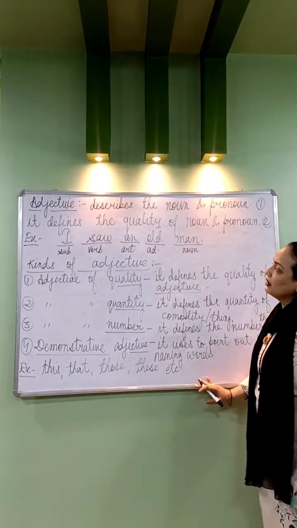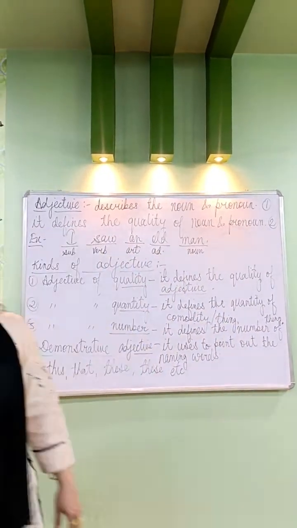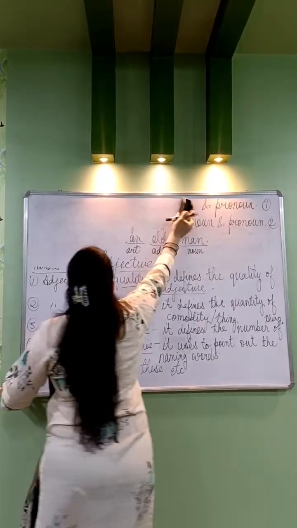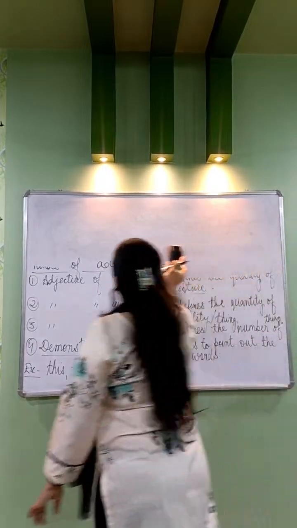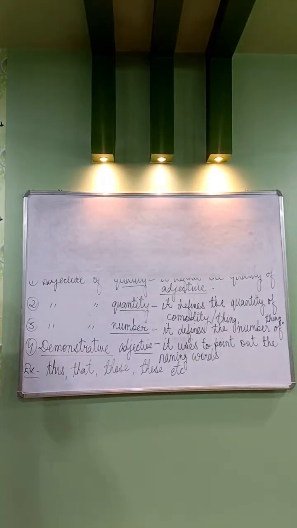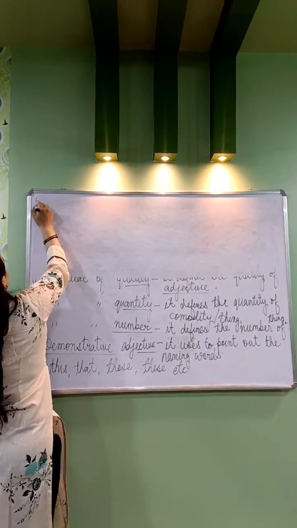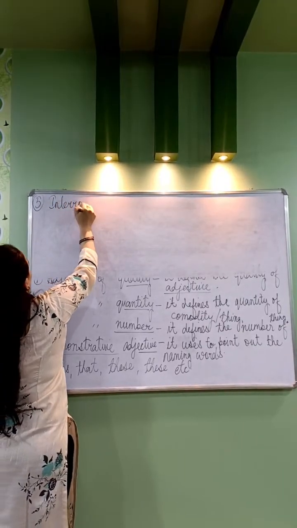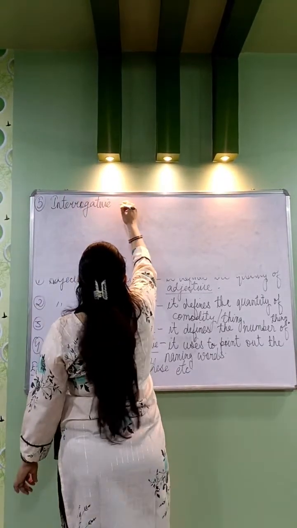Okay. So up till here I covered with the 4 kinds of adjectives. 2 more are left that I am going to mention. That is number 5 and 6. Yes. So the next one we are going to continue. 5th one is interrogative adjective.